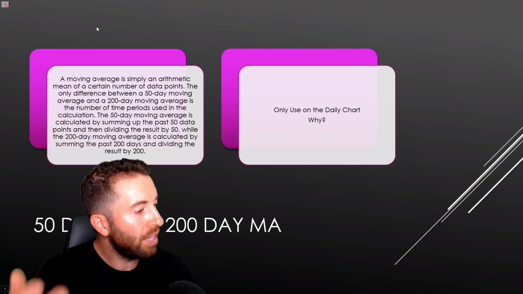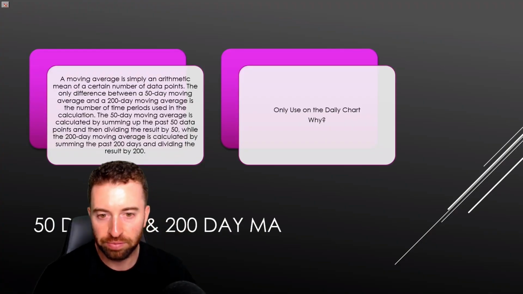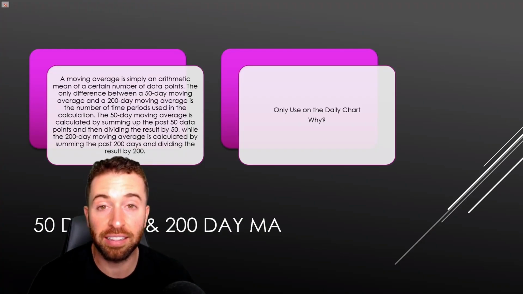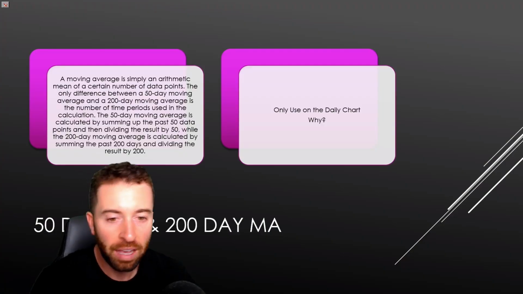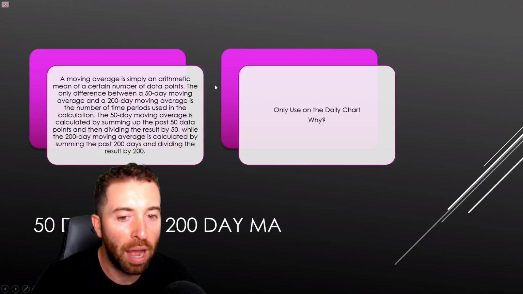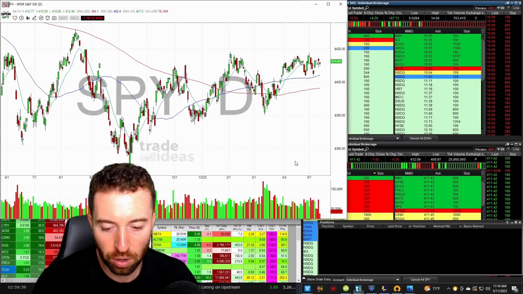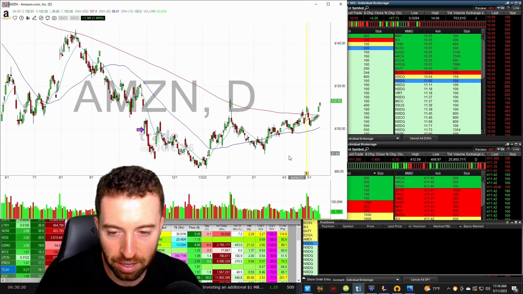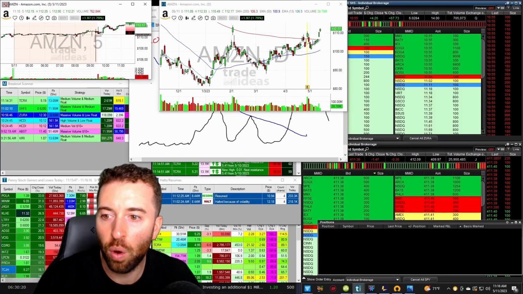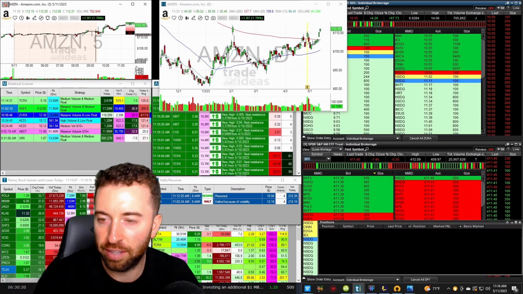So we only use them on the daily chart. This is another big thing that I think a lot of new traders mess up on. I'm going to show you something right now on why we only use them on a daily chart. So if we take a look over, let's go back to Amazon here. Let's say, why do I only use it over on the daily chart?